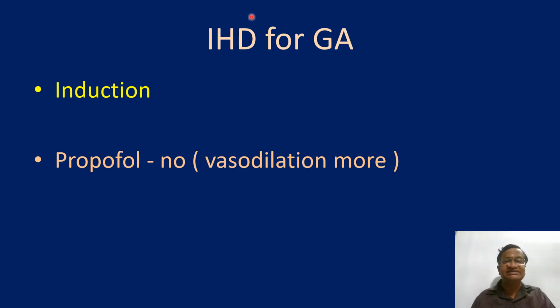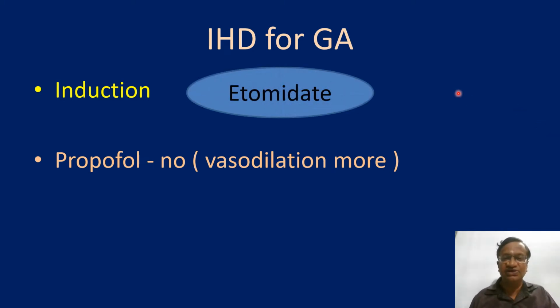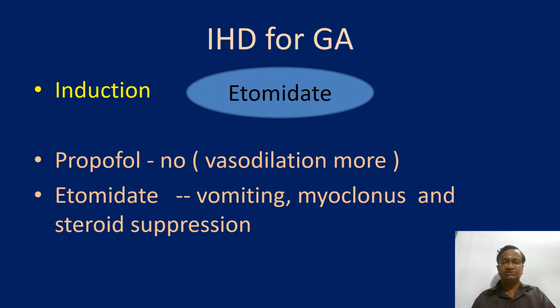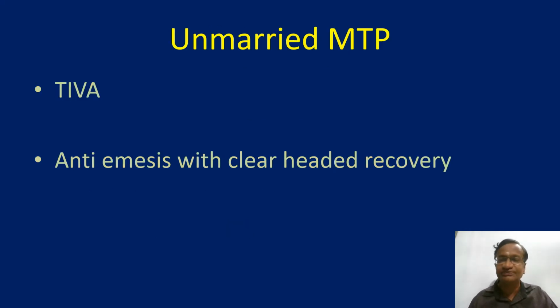Now we have got an ischemic heart disease patient for general anesthesia induction. Propofol causes more hypotension, and we may not need this. So ideal is etomidate, which does not cause much hemodynamic disturbance. So for ischemic heart disease for GA, yes, we can think of etomidate. But the problem is vomiting, myoclonus, and steroid suppression, which we should also think about.